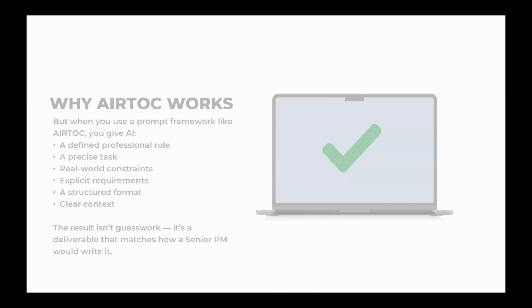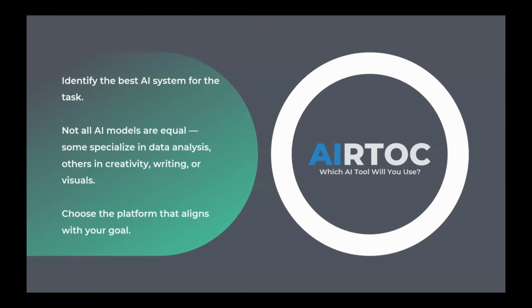Now let's dive into these core elements a little bit deeper. First is the AI platform, the AI in AIRTOC. This is where you decide which AI system you're going to use and why. And as we find out more and more each day, not all AI tools are created equal. Some are stronger at analysis and numbers, others specialize in visuals. Here you want to answer the question, what AI am I using for this job, and does it match the task at hand?